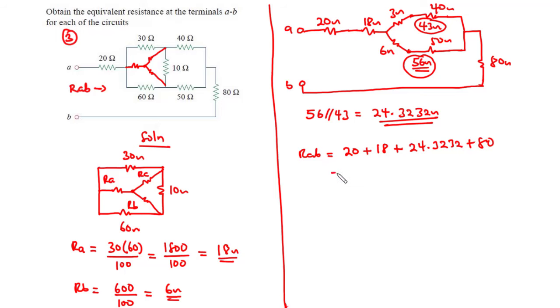Now when you add all these values, you are going to get 142.3232. Now leaving this to two decimal places, you have 142.32 ohms. So basically that is going to be the total resistance for this circuit.